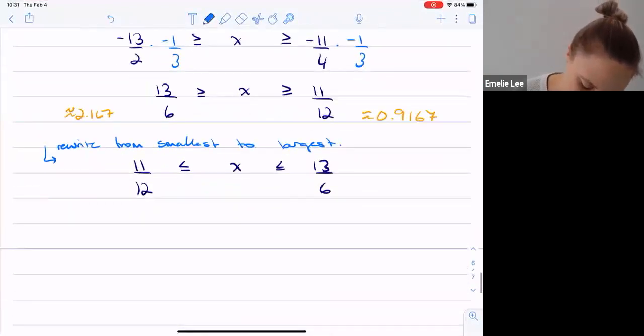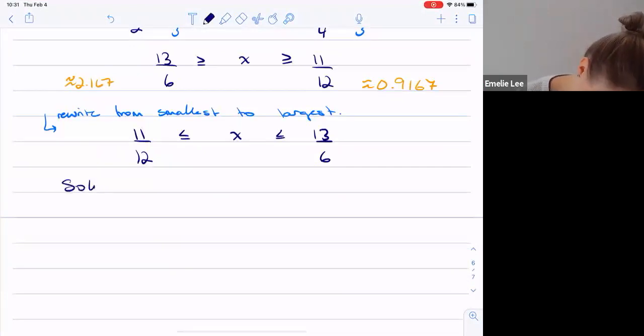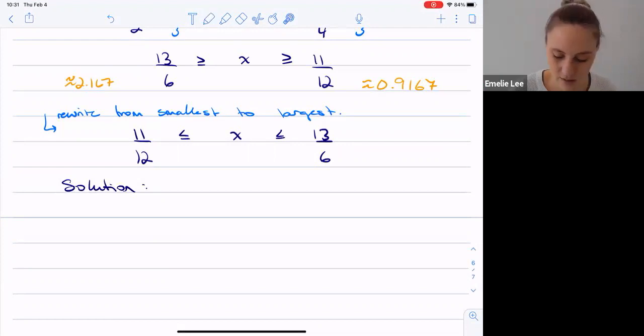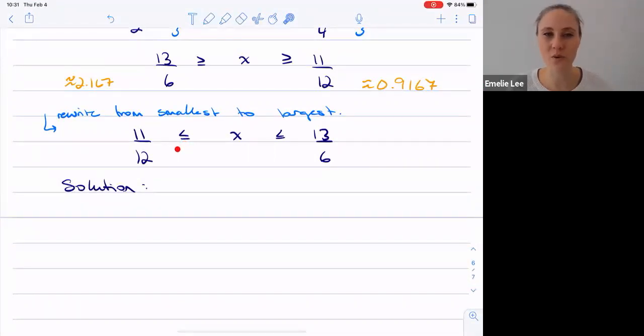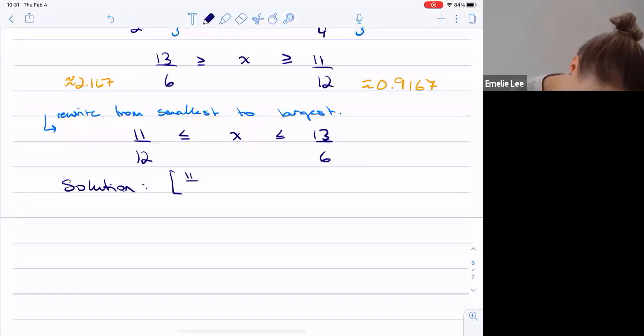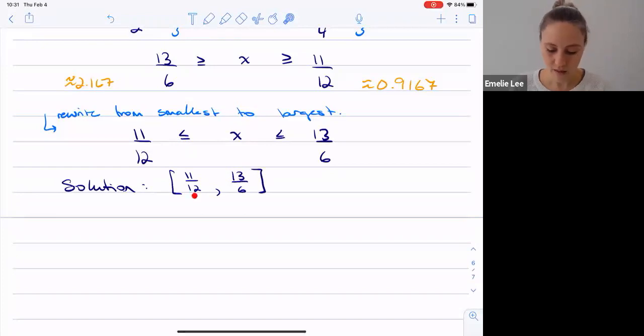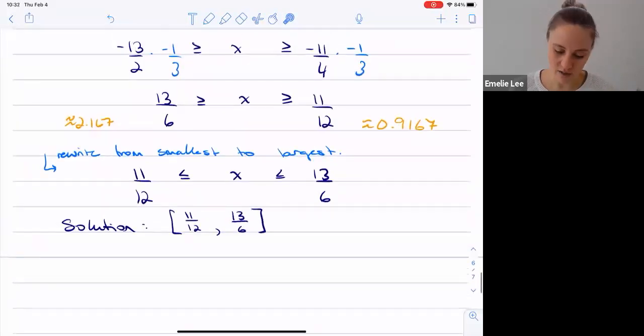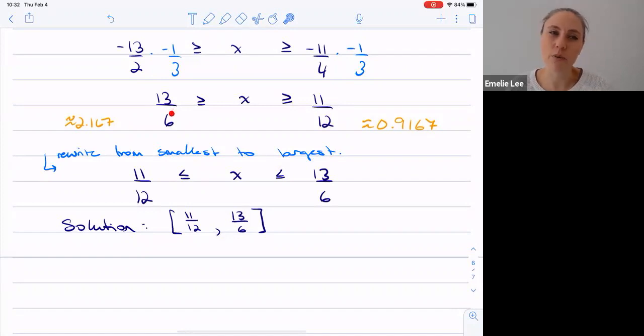And I should give this in interval notation. So the solution: we can include these endpoints, right? So we use square brackets, from 11 over 12 up to 13 over 6, including those endpoints. In interval notation, we have to write it from smallest to largest. That's why it's good to check. I don't know 13 over 6 versus 11 over 12. I suspect this is smaller than 13 over 6, but I don't know that, so just use your calculator. For interval notation, you have to write it from smallest to largest, because remember, it's just reading across the number line. Good.